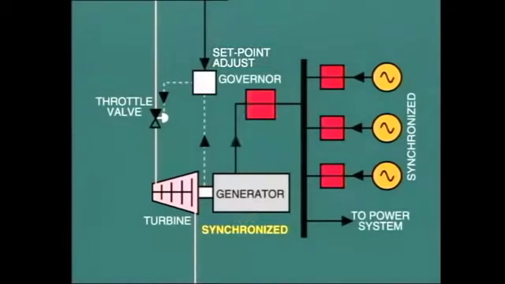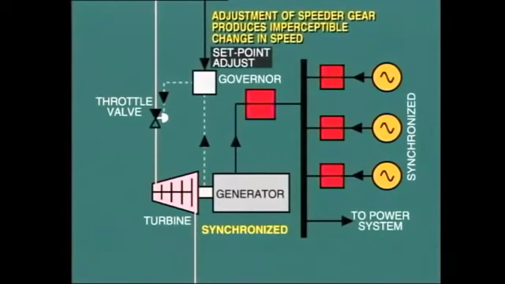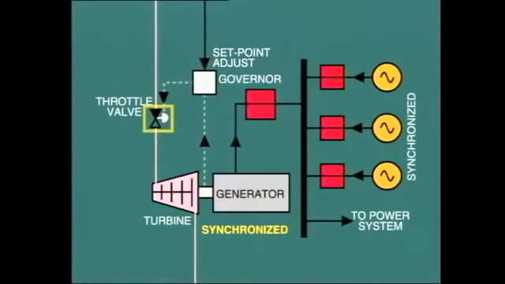However, when the turbine is on load and the generator is synchronized to other machines, any adjustment of the speeder gear produces an imperceptible change in generator speed. Instead, this action causes a change in steam flow through the turbine with a consequent change in generator output. We'll be talking more about characteristics of the governor and its effect on the electric power system in the next module.